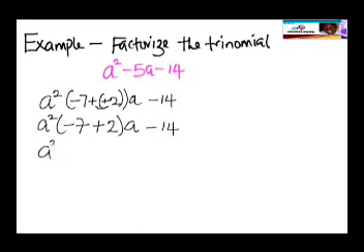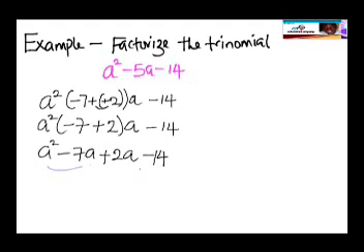square minus 7a, okay, a square minus 7a plus 2a, okay, minus 14, okay. So this is now a 4-term expression. I remember whenever you're solving 4-term expression, you group them in 2. That's what step 4 says.